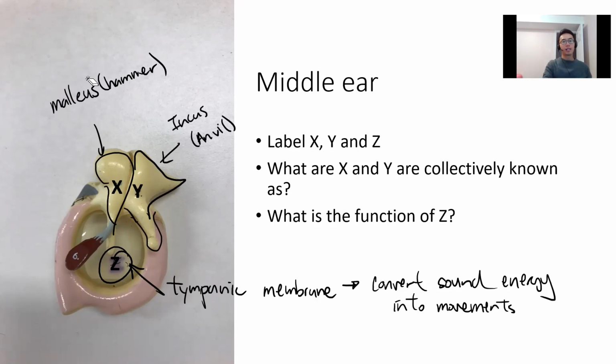But collectively, the malleus, the incus, plus the stapes, that's going to equal the ossicles. I know it looks like it's pronounced "stape," but it's actually stapes, for those of you who are wondering. We good? Any questions?